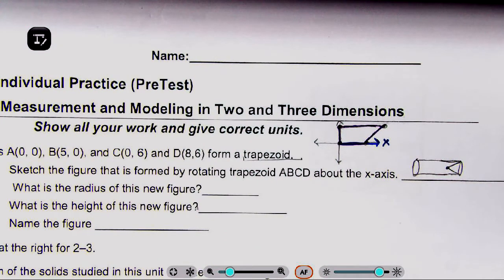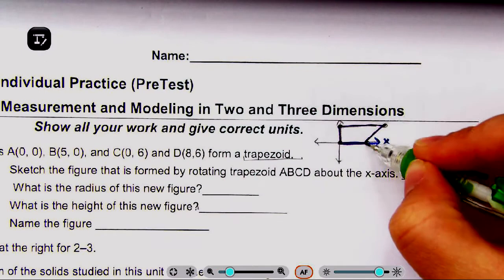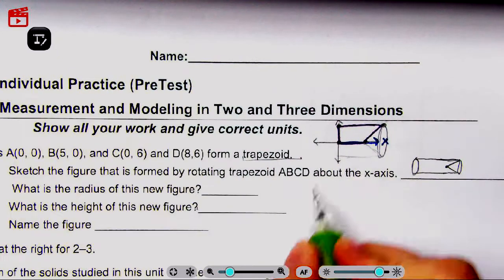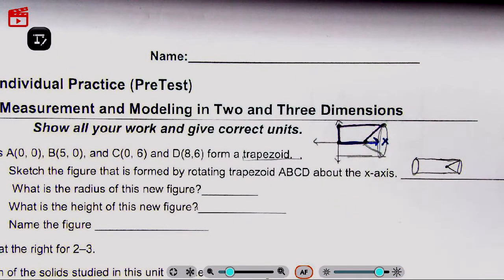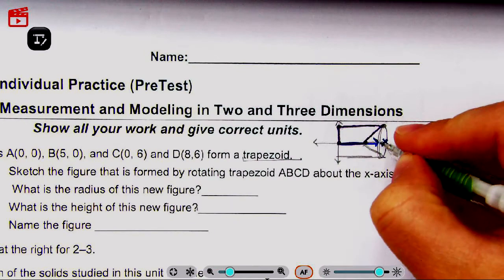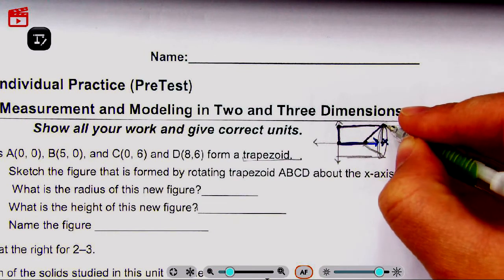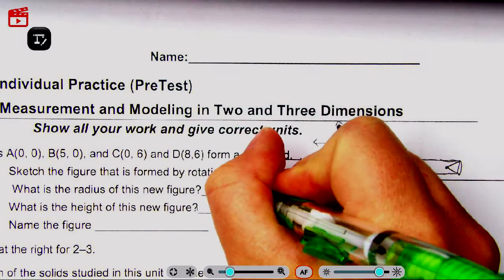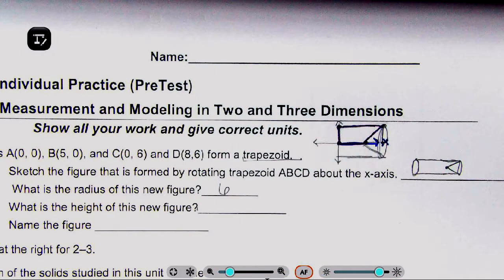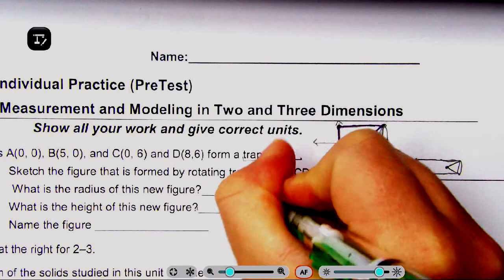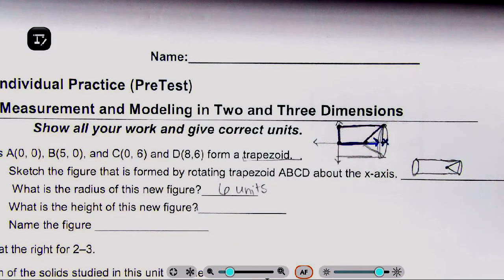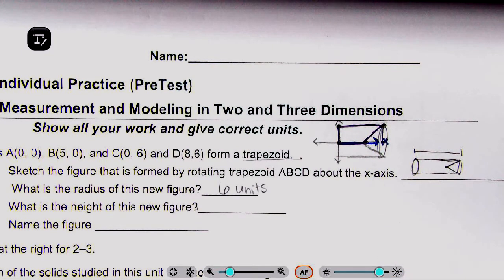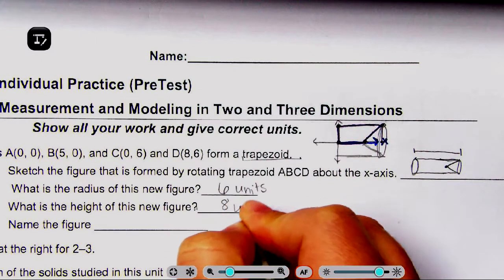What is the radius of the new figure? Well, if this creates a reflection and this part is a circle, what is the radius of that circle? We need to know from the x-axis to the top what is the radius. In this case, the radius is 6. And again, for a radius, we want units, because we don't know what it is. What is the new height of the figure? The height of the figure is going to be this distance right here. So the new height of the figure is 8 units.